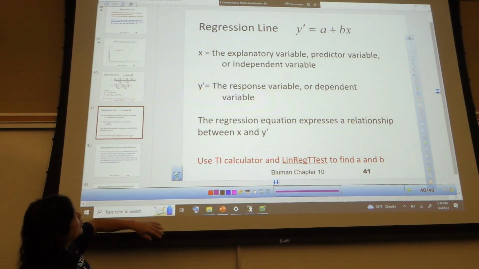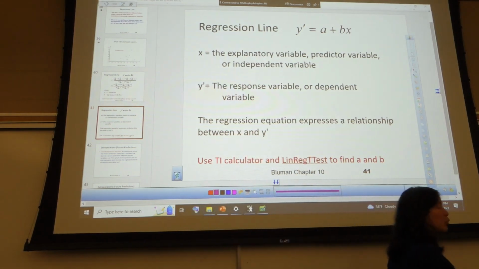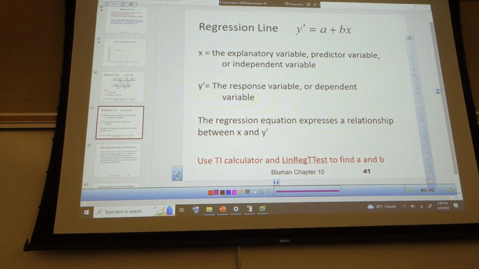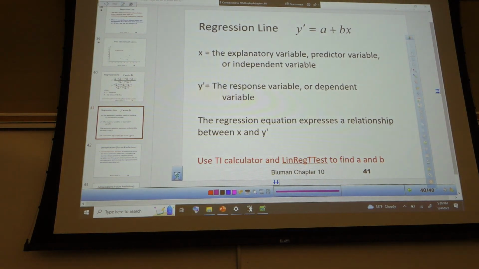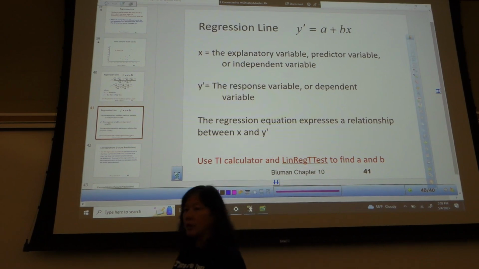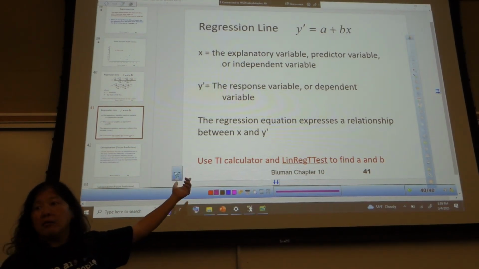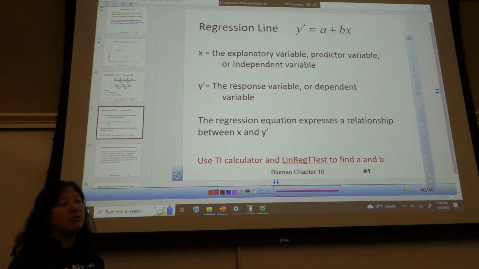All right. Then the linear regression line itself is y equals a plus bx. x is the explanatory variable, the independent variable, the one you can mess with, and then y would be your dependent variable. Isn't this basically y equals mx plus b? Right, only it's y equals a plus bx, and we just flip the order they come in.